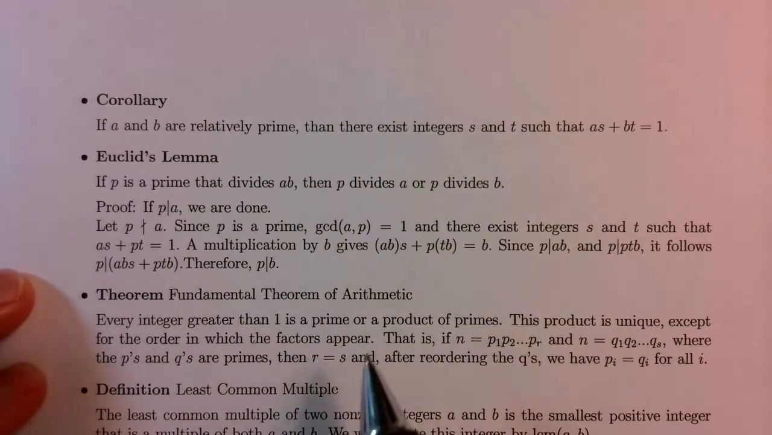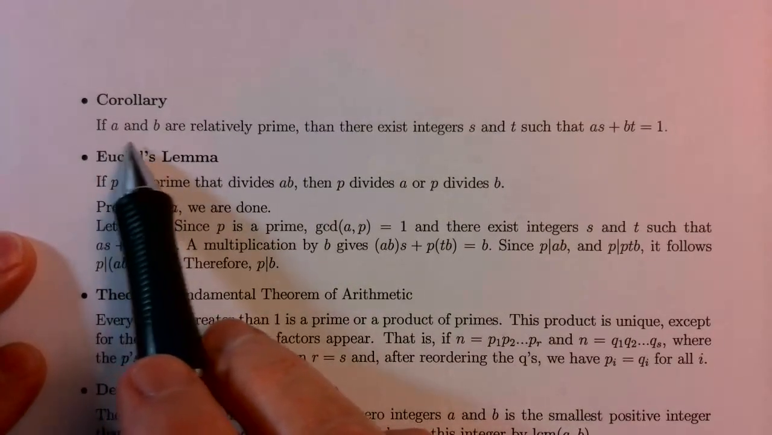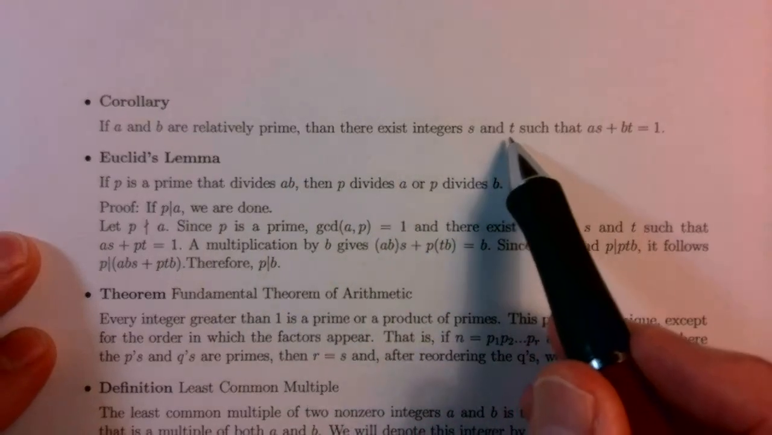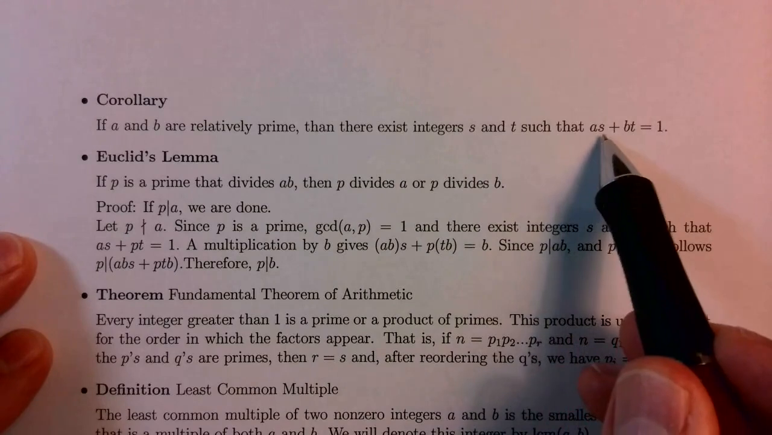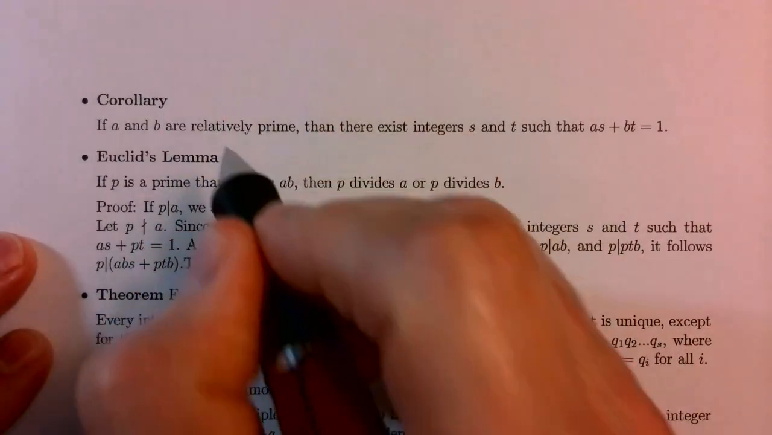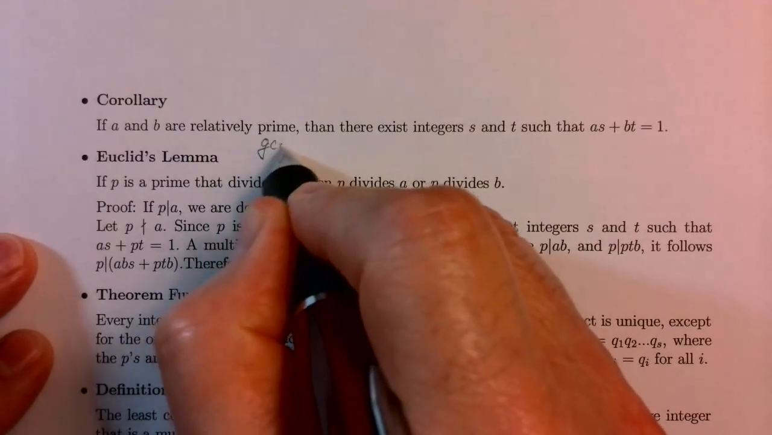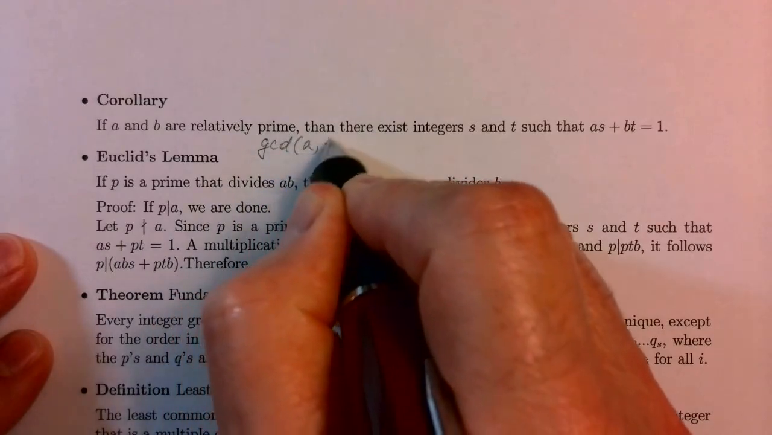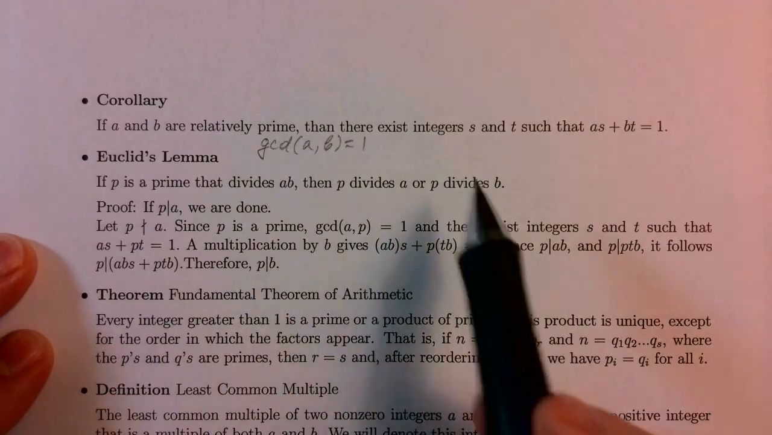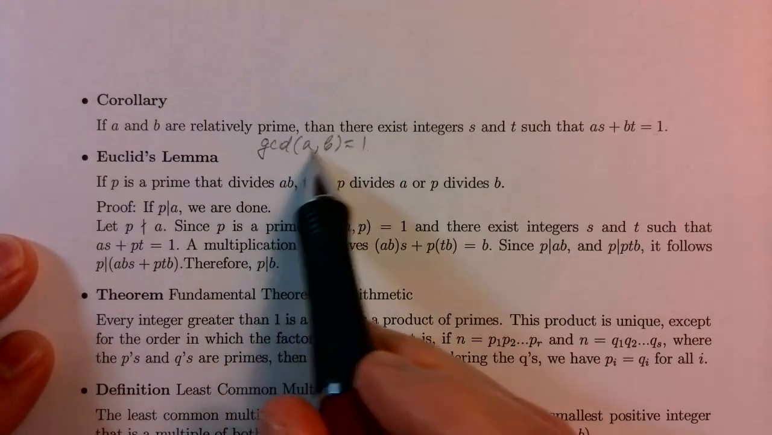As a corollary of the previous theorem, we obtain this: if A and B are relatively prime, then there exist integers s and t such that as plus bt is equal to 1. Relatively prime means that the GCD of A and B is equal to 1, and then we just apply the theorem. The GCD can be written as a linear combination of the numbers A and B.